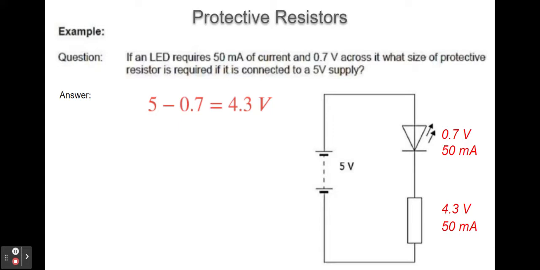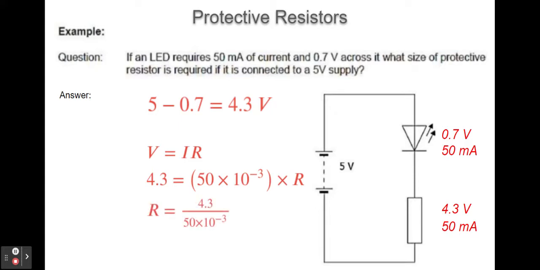Therefore, to calculate the resistance of the resistor, we can use the voltage across the resistor and the current passing through the resistor with our Ohm's law formula. V equals I times R. So 4.3 volts equals 50 times 10 to the power of minus 3, because it's milliamps, times R. Or R equals 4.3 divided by 50 times 10 to the power of minus 3, which is a resistance of 86 ohms. So the size of the protective resistor required is 86 ohms.